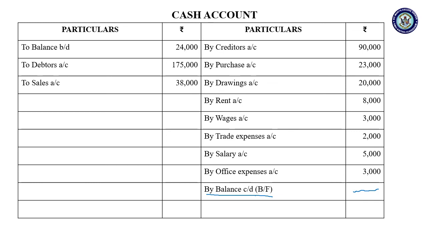So my total is 2,37,000 and the balancing figure is 83,000. So that is the closing cash balance. Okay, so I end today's class here. The remaining ledger accounts and the final accounts, that is the trading and P&L account and the balance sheet, we will see in the next class. Okay, thank you.